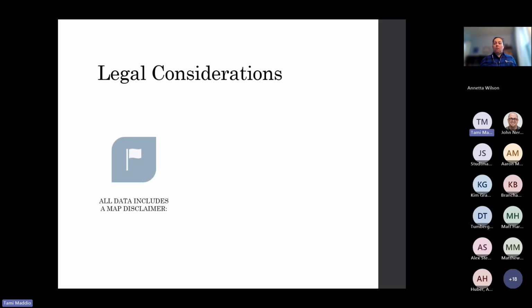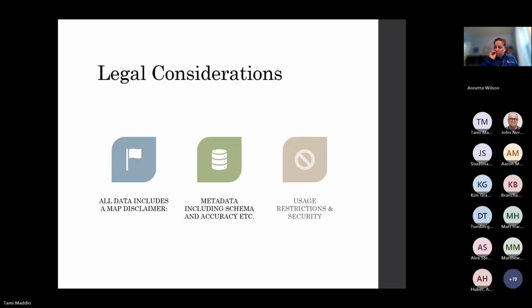As far as legal considerations, we always include a disclaimer with our map and our GIS data. We try to include metadata, including more schema specific per layer. It gets to be a lot when you have a lot of layers, but we try to provide the metadata and accuracy and all the standard metadata information that comes with GIS data. And also usage restrictions, as far as, we don't want you sharing this with other entities, and that it's secure data, that we're the owners of it.